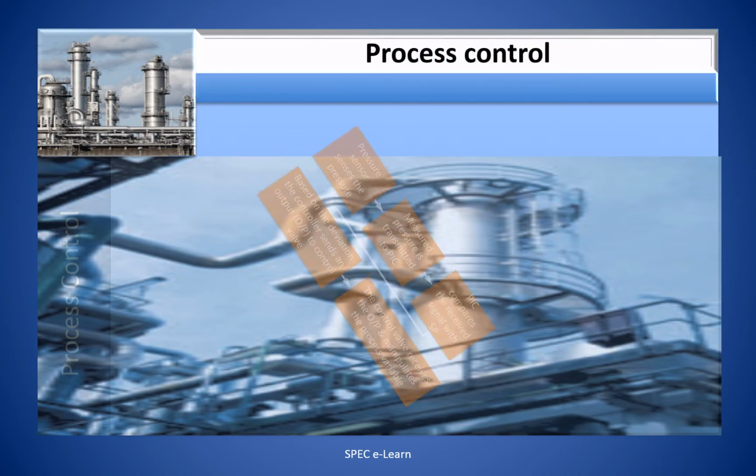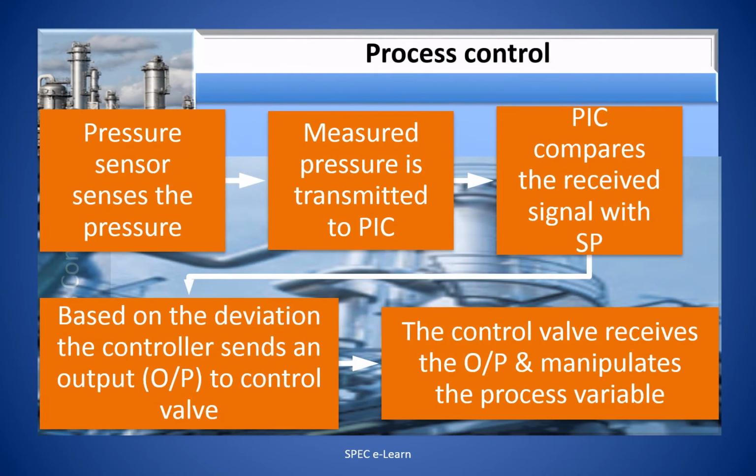The sequence of actions by which the PIC functions to control the pressure at the set point is shown here. The pressure sensor senses the pressure. Measured variable is transmitted to the PIC. The PIC compares the received signal with the set point. Based on the deviation, the controller sends an output to the control valve. The control valve receives the output and manipulates the process variable.